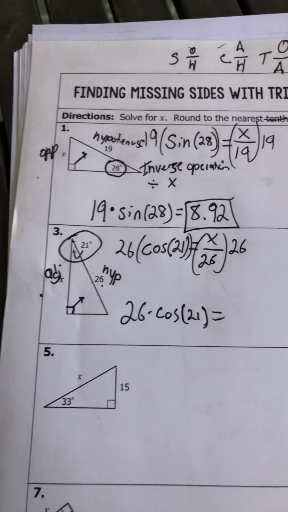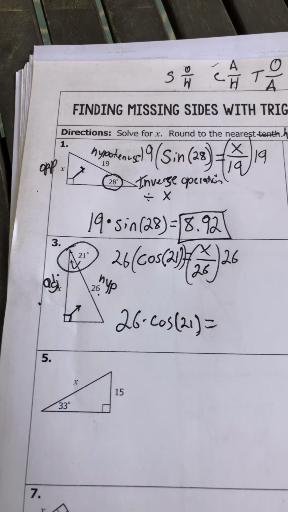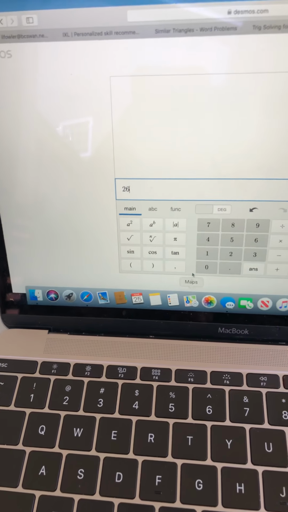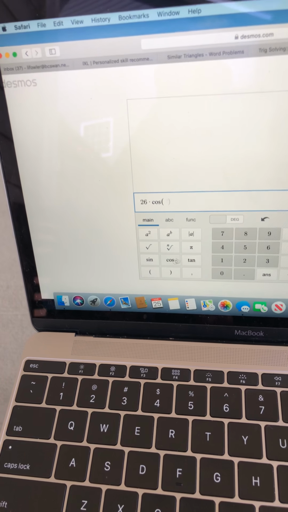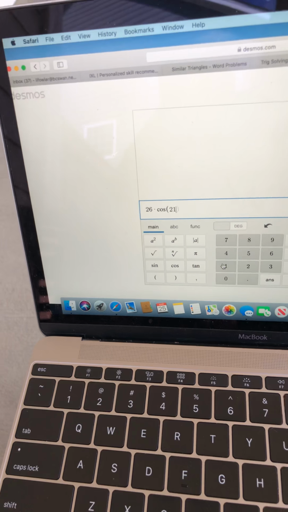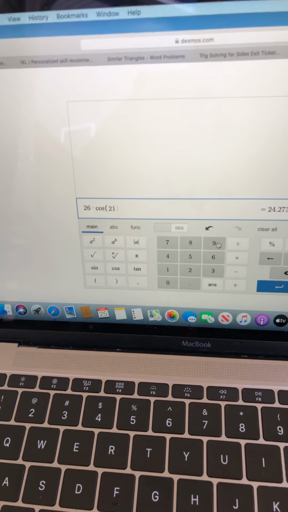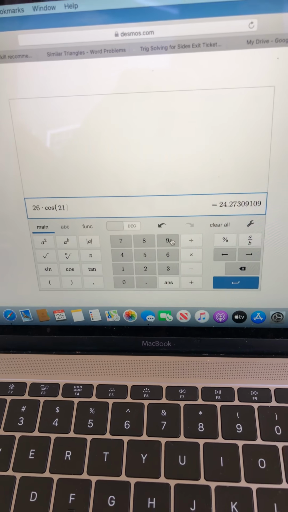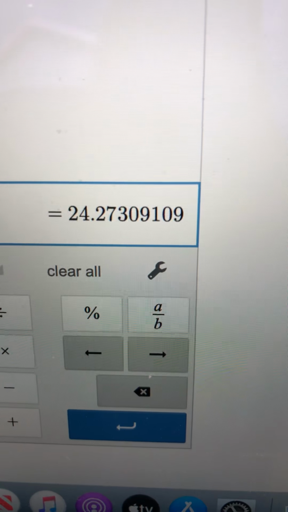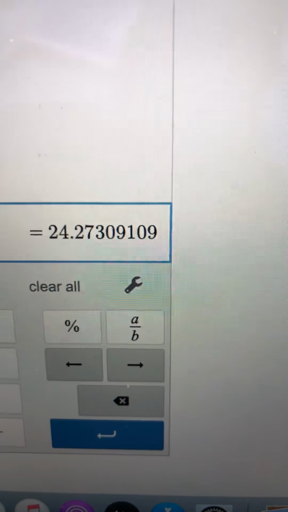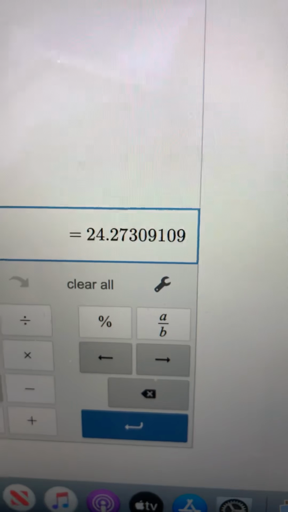So let's go over to our calculator. Okay, 26 times cosine of 21. Okay, and it gives us our answer of 24.27. Does the 7 round up to 8 or stay? That's right, the 3 is less than 5, so we'll stay at 27. So our final answer is 24.27.